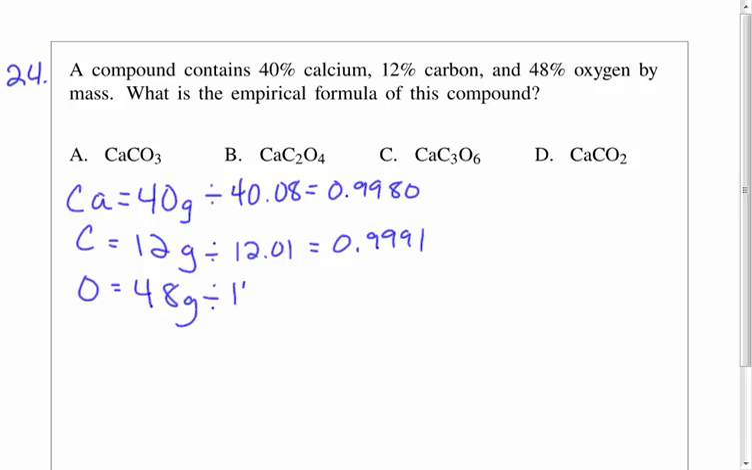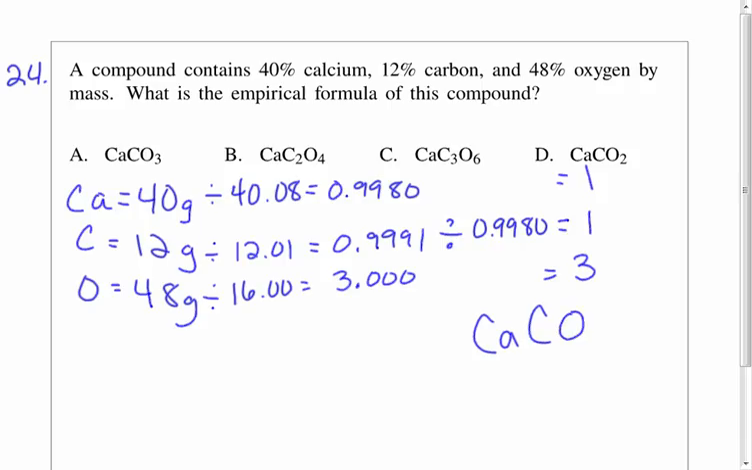And oxygen we'll divide by 16, and we get exactly 3. If you wanted to write 4 digits, it'd be 3.000. So now we'll divide them all by the smallest, which would be that top value for calcium. When we divide it by itself, we get 1. Carbon is also very, very close to 1. And when you divide 3 by that 0.9980, we get very, very close to exactly 3. So we have 1 calcium, 1 carbon, 3 oxygens, and that will match choice A.